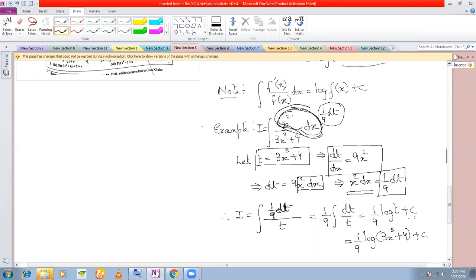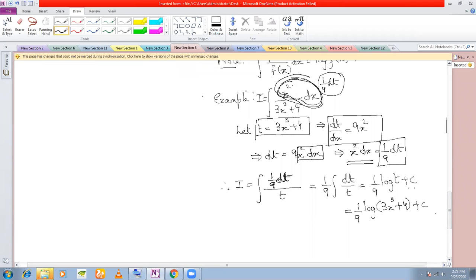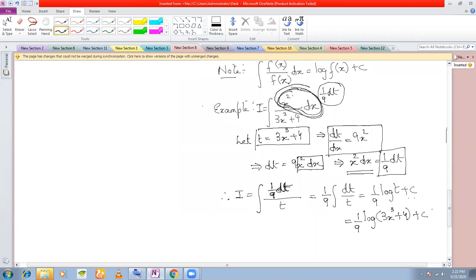Govinda? Yes, sir. Sir, one more question. Which one? The 1/9 dt by t, where have we got the t from? What have we taken t to be here?